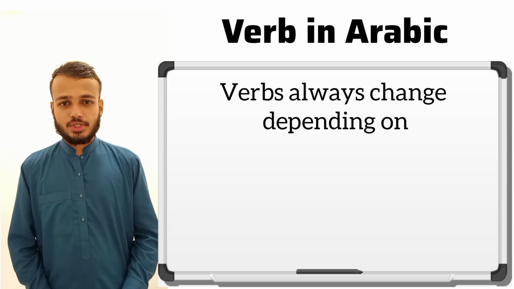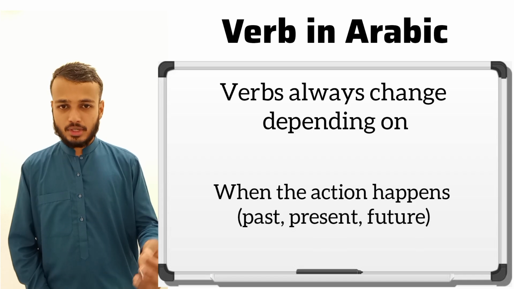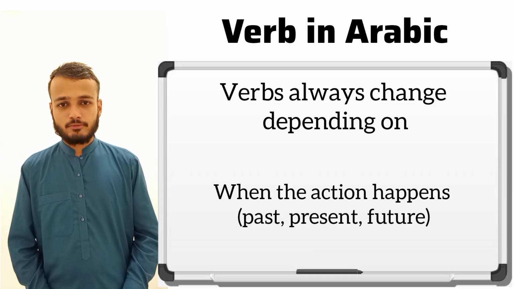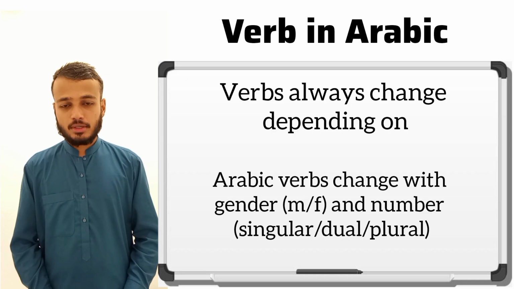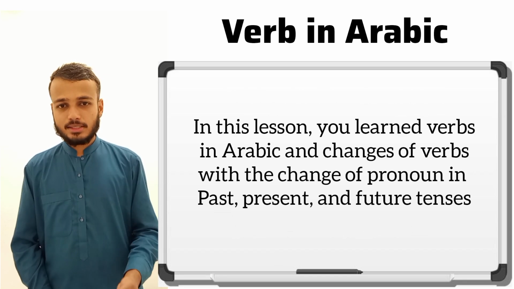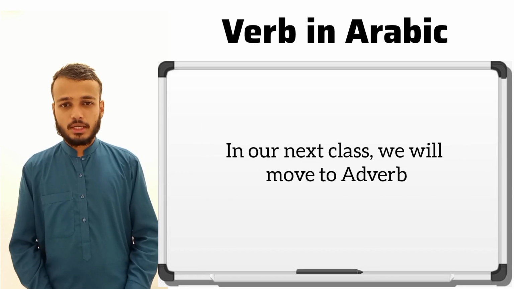Verbs always change depending on who is doing the action: I, we, he, she, they, and when the action happens: present, past, future. Also, verb change with the change of gender and numbers. In this lesson, you learn about verbs and the changes of verb with the change of pronoun in past, present, and future tense. In our next lesson, we learn about adverb in Arabic.